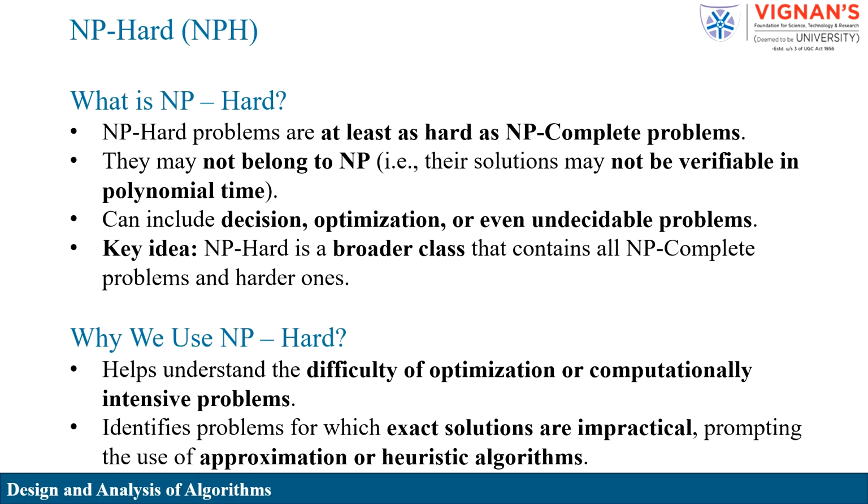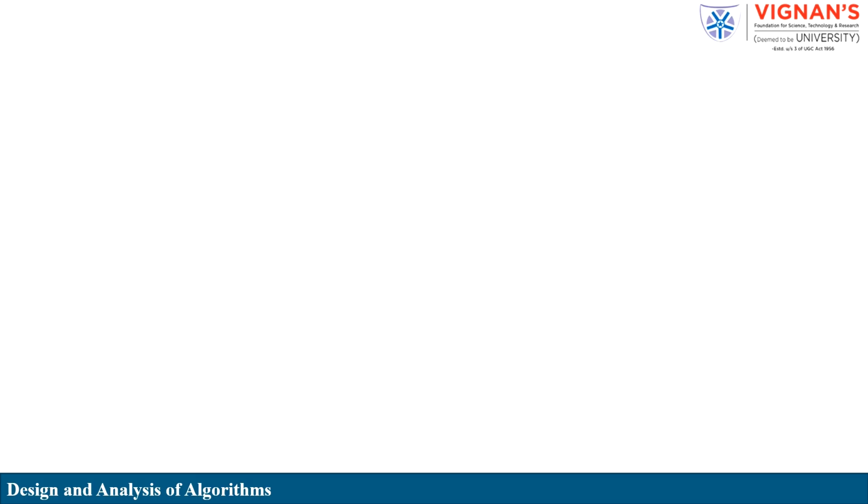It also helps identify problems where exact solutions are impractical, encouraging the use of approximation algorithms or heuristic methods. Examples. Some common examples of NP-hard problems include the Traveling Salesman problem in its optimization version, the knapsack problem in its optimization version, the halting problem, which is an undecidable problem, and job shop scheduling in its optimization version.